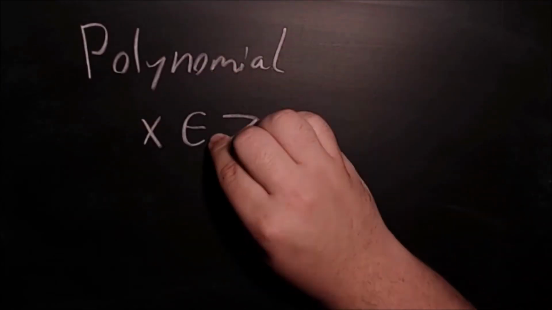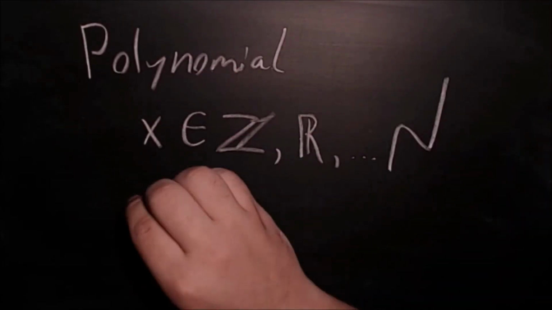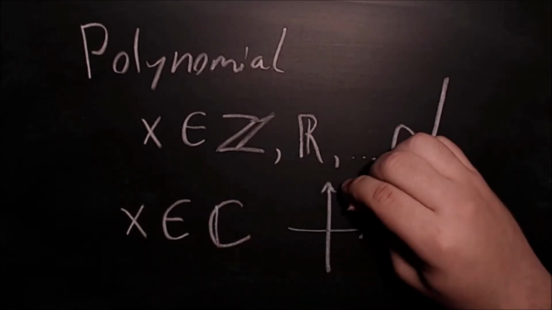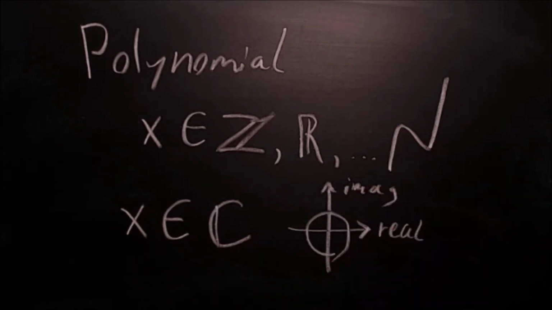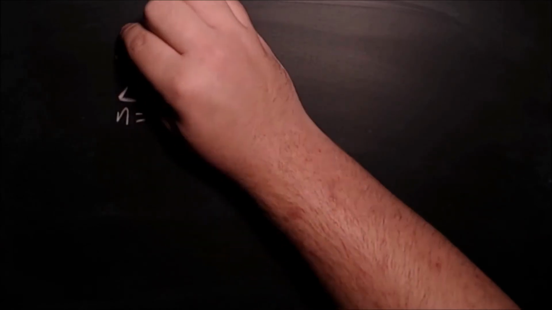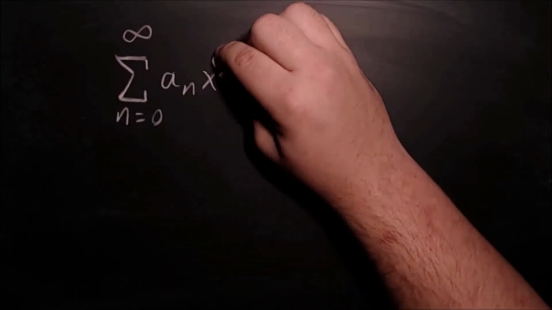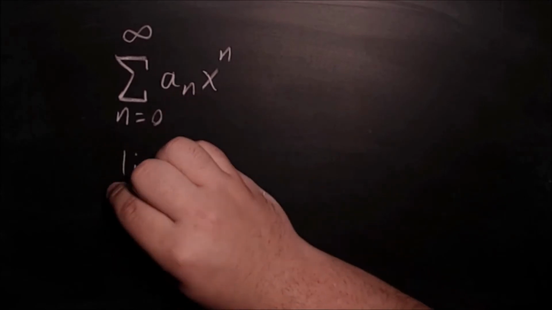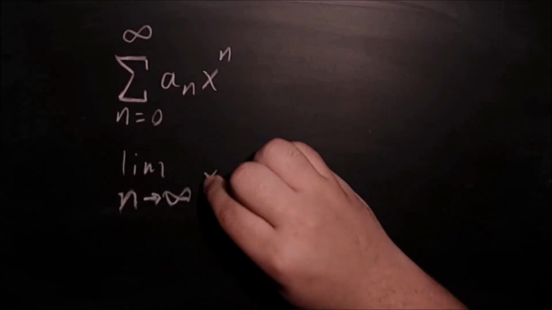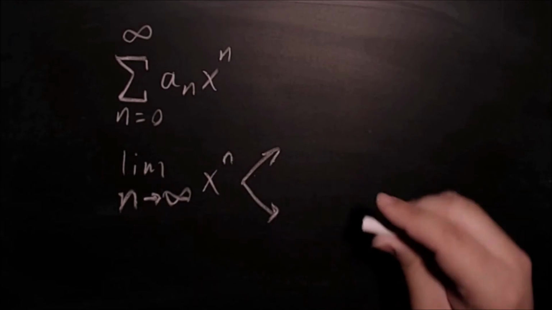So we all know what a polynomial looks like on the integers and on the real numbers, but have you ever seen a polynomial on the complex plane? Let's see if we can predict how it'll behave. If we look towards the end of the series, we can model that last term in the series, quote unquote, as the limit as n goes to infinity of x to the n.